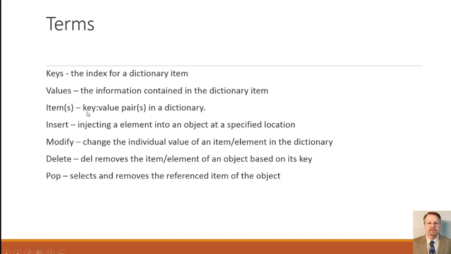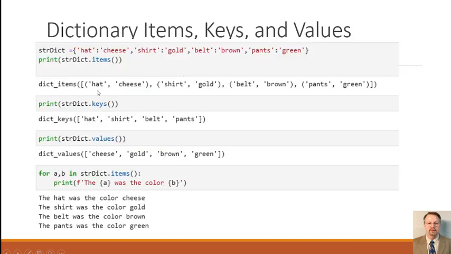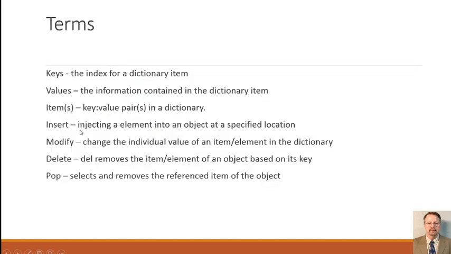When we talk about an item, it's a key-value pair, and you'll see this when we get working through that. The items are the key-value pairs in a dictionary. We don't use an insert statement. You can modify it by changing the value of the item or element in the dictionary. You can use the del method to remove an item, and you can use pop, but you have to reference the item. You can't just use pop on a dictionary. It won't just grab the last item. You actually have to reference it, but pop will work on a dictionary.